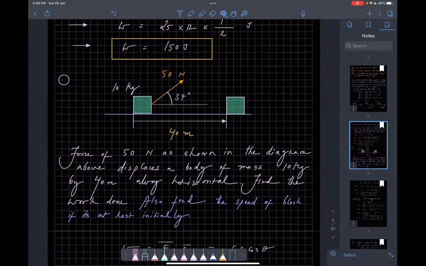So you take this 50 Newton, you take two components of 50 Newton. What are the two components of 50 Newton? Tell me. One is this. Another is 50 sine 37, 50 cos 37. Correct. So tell me, what is 50 sine 37? 50 into 3 by 5. And 50 into 4 by 5. Do you agree? It's vertical.